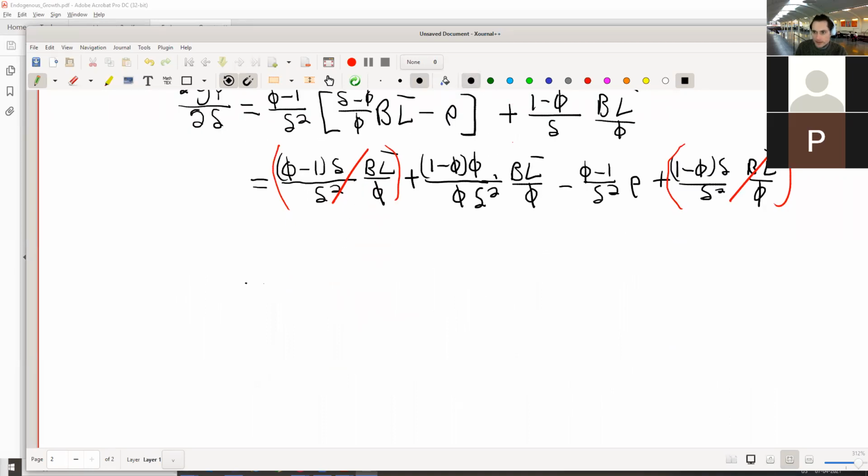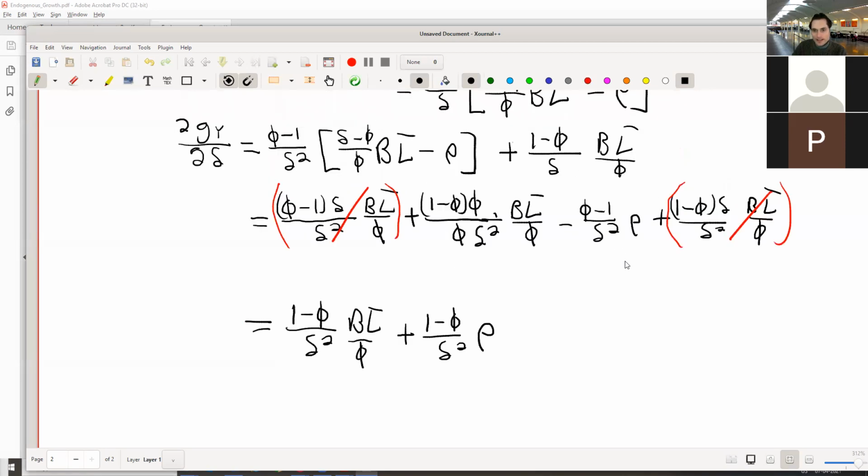Going back to black, what do we have left? We've got 1 minus phi. Here we've got to find the numerator and the denominator. I'll cancel that. Divided by delta squared. BL bar divided by phi. Here I've got a minus, but phi is a number that's less than 1. So I'm going to turn this around and have plus 1 minus phi divided by delta squared times rho. And that's it. Okay.